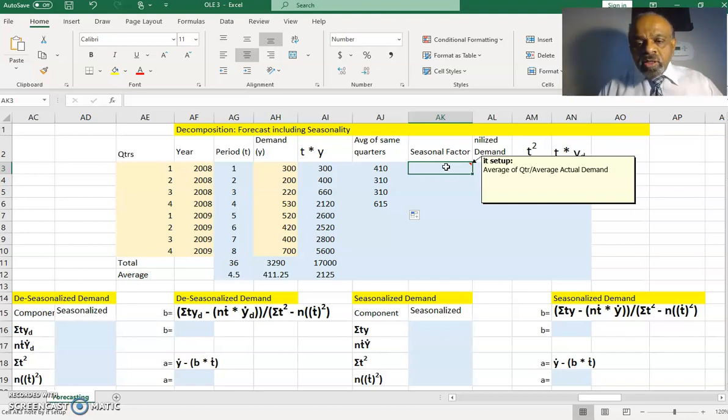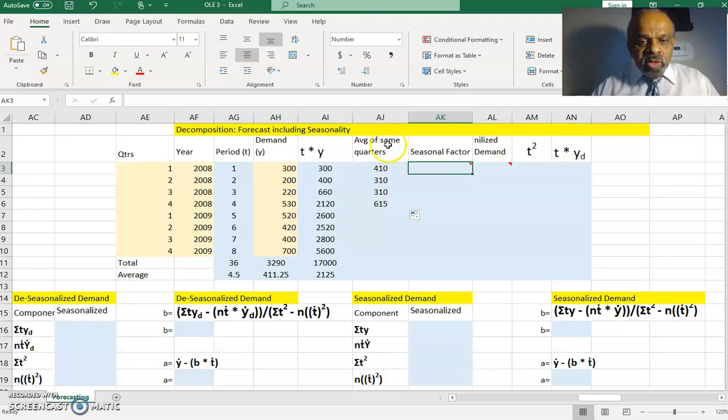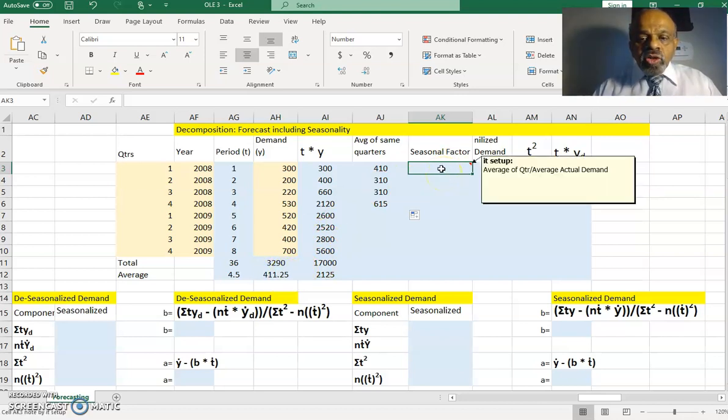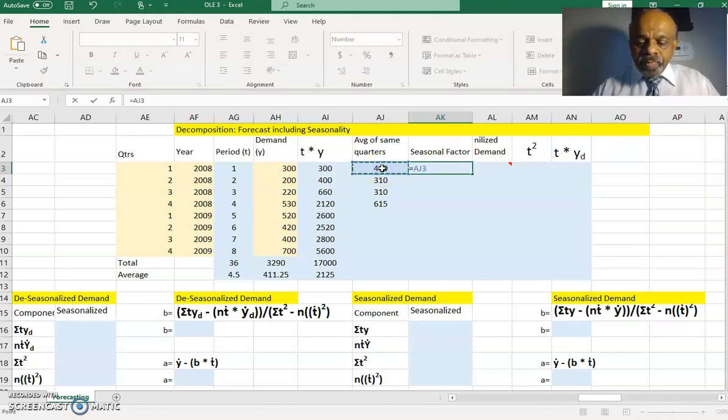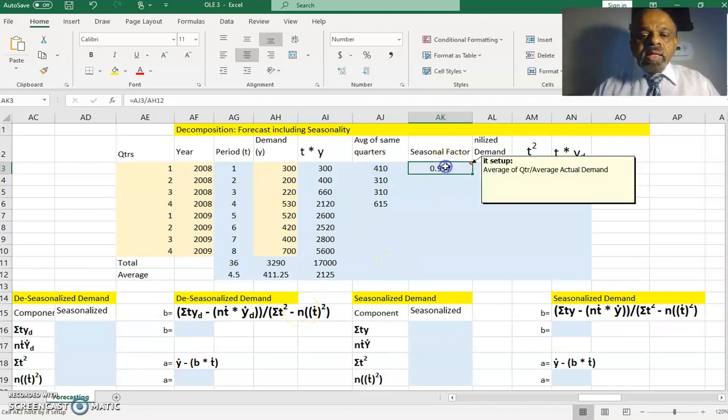The seasonal factor is going to be equal to the average of the quarter, which is 410, divided by the average actual demand. The average actual demand is 411.25. So I'm going to equal 410 divided by 411.25. 0.997 is my seasonal factor.